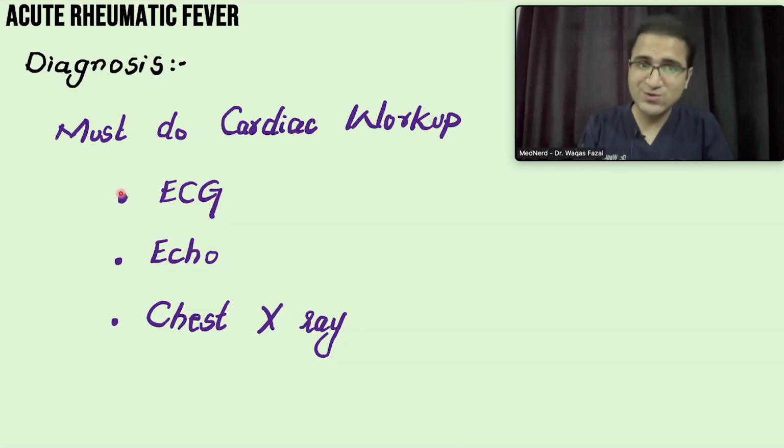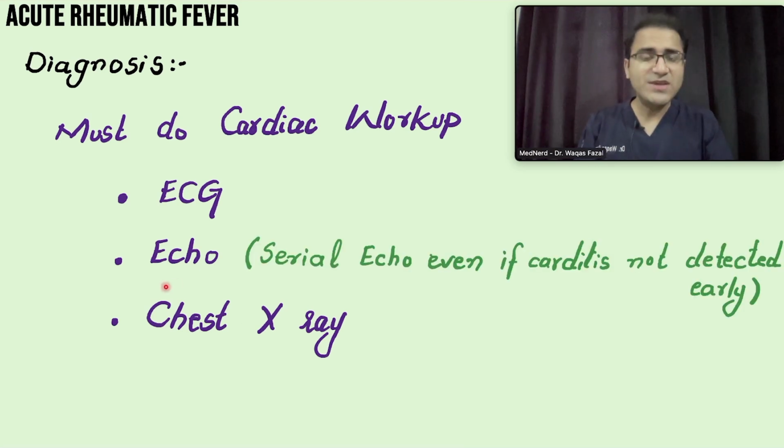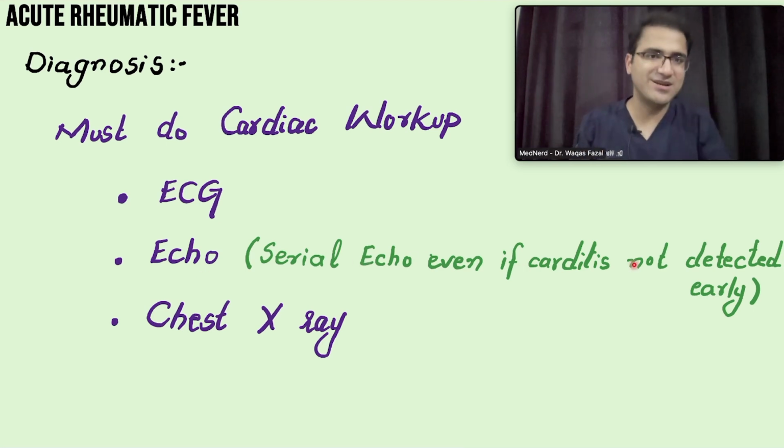You must always do a cardiac workup whenever you suspect acute rheumatic fever, because pericarditis is the worst complication of acute rheumatic fever. You must do ECG, you must do echocardiography, you must do chest X-ray in these patients. Investigate these patients for any heart-related issues. Even if the first echo is normal and you are suspecting that the patient has acute rheumatic fever, you must do serial echos even if the carditis is not detected early.